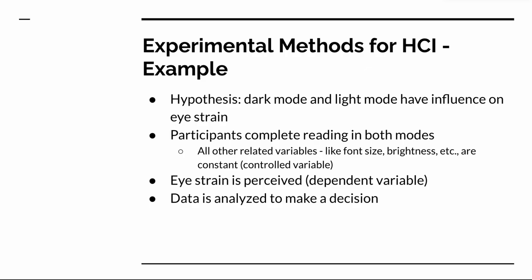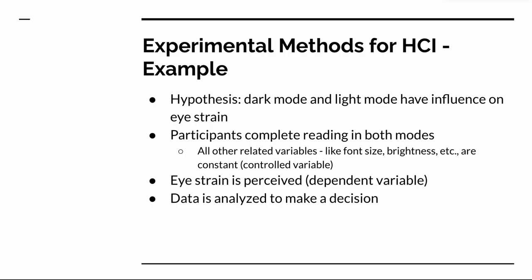Let's have an example to understand it better. We can have a hypothesis that dark mode and light mode have an influence on eye strain, and we would have our participants complete reading in both of these modes. Everything else, like brightness, screen size, font size, and the light in the room, would be constant. So the only thing that changes is light and dark mode, and then we need to measure the eye strain, look for correlations or test the relation, and analyze the data to make a decision.